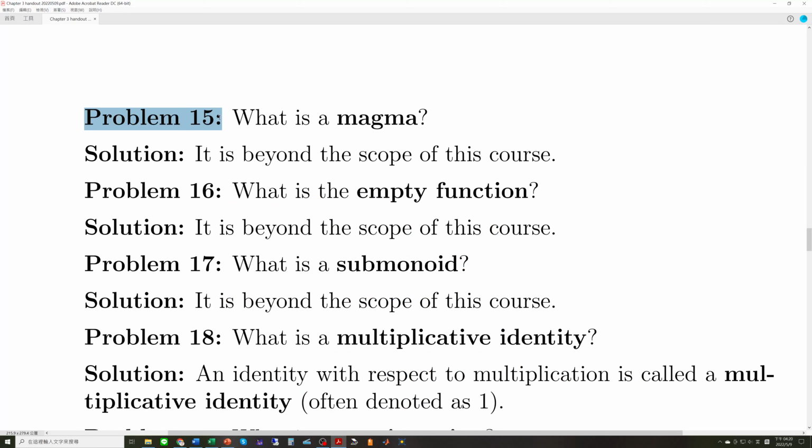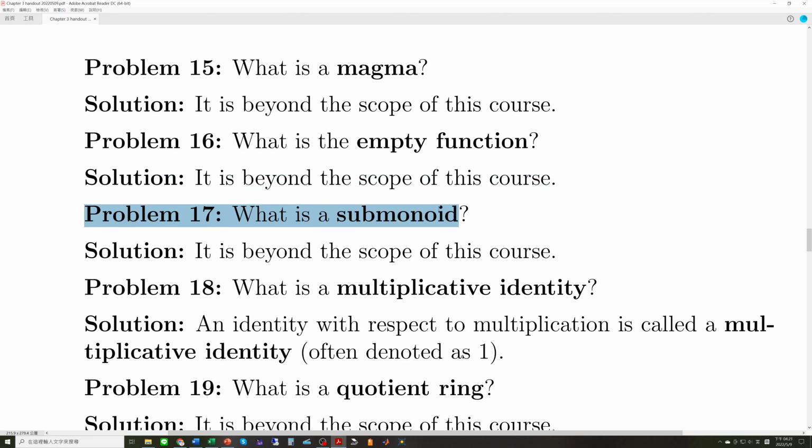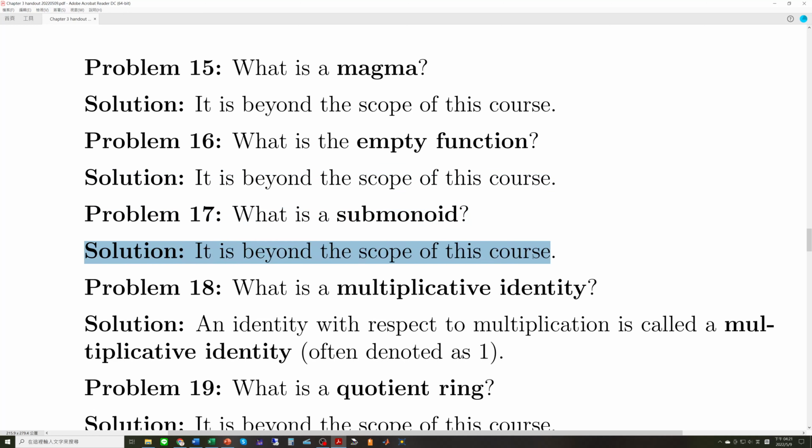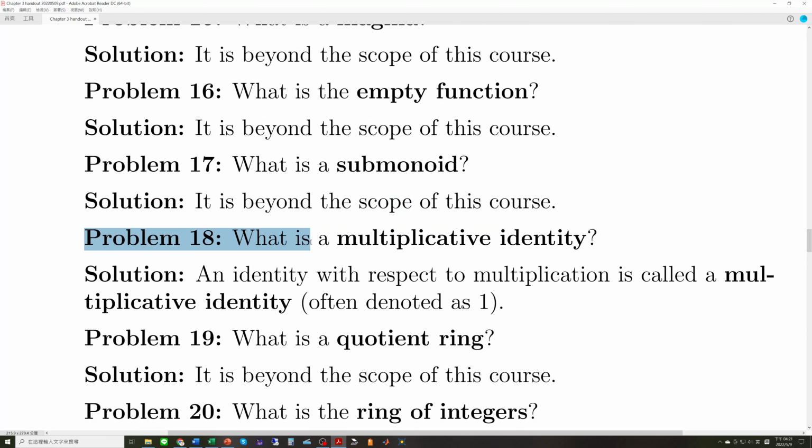Problem 15, what is a magma? Solution, it is beyond the scope of this course. Problem 16, what is the empty function? Solution, it is beyond the scope of this course. Problem 17, what is a submonoid? Solution, it is beyond the scope of this course. Problem 18, what is a multiplicative identity?